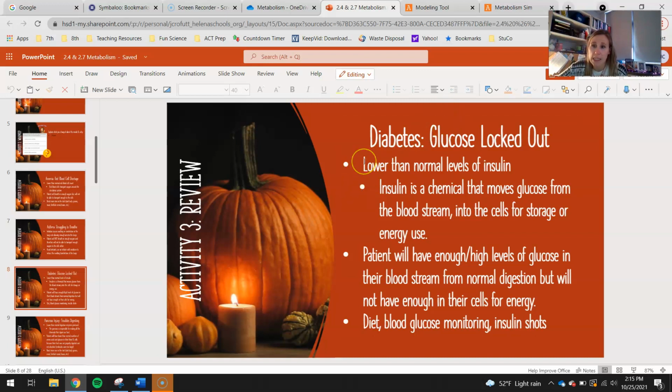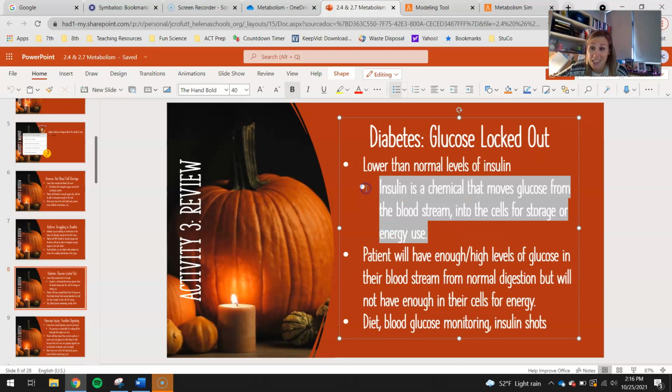So what we see is a chemical in our body that's secreted by our pancreas. And the whole purpose of this chemical is to take glucose out of our bloodstream and to put it into our cells where it belongs. So maybe that's glucose storage, or it's just cells in our body where we're using that glucose to make energy. So again, what we see with this is lower than normal levels of insulin. Insulin is a chemical that moves glucose from the bloodstream into the cells for storage or energy use. So the main thing that we're going to see with this is it's going to affect our circulatory system, okay?